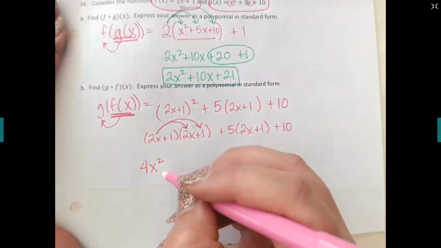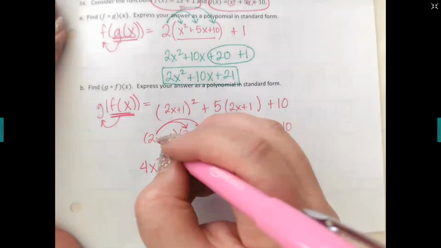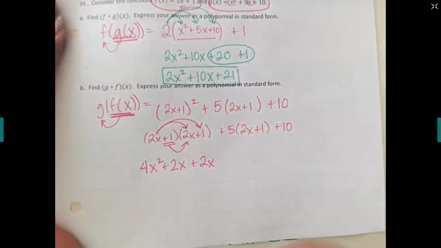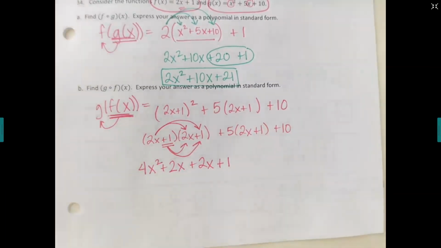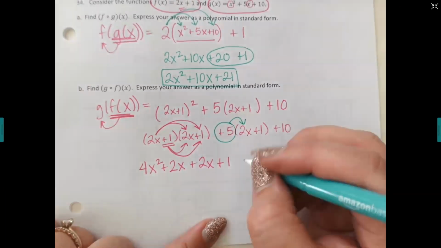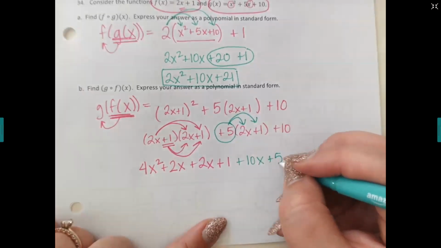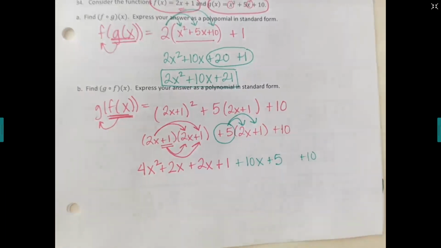2x times 1 is a plus 2x. Next term, 1 times 2x is 2x. 1 times 1 is 1. Okay, now we're going on to the next term, which is a 5 in front of a parentheses. Well, then I'm still distributing. 5 times 2 is 10x. 5 times 1 is 5. And then I still have that plus 10 in the back.